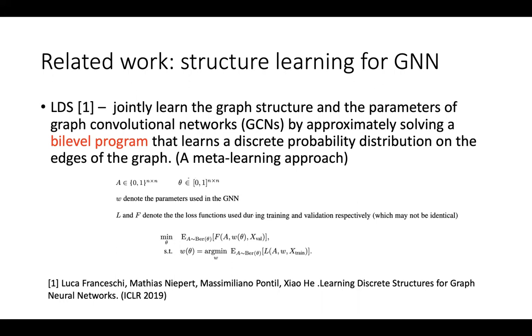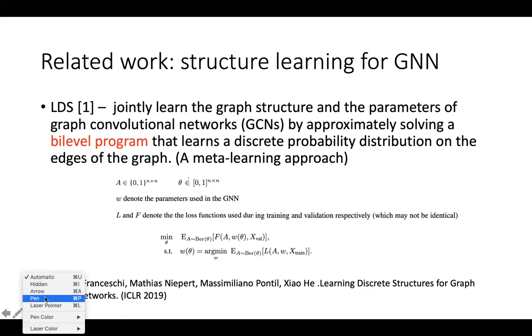However, now the graph structure is not given, so they want to jointly learn the graph structure and also train the parameters within the GNN for message passing in order to get a good prediction for the node classification task. Essentially, in the original paper, they view this structure learning process as well as a neural network learning problem. They formulate them as a bi-level program, which can be shown as follows.